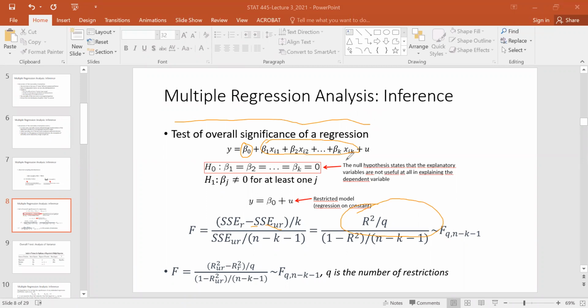Okay, so the null hypothesis is that the explanatory variables are not useful. If we set all of them to 0 in the null hypothesis, we are saying they are completely useless. Because we are setting all to 0, we don't need them. We could have just estimated Y using its average. And the alternative hypothesis says no, at least one of these X's is useful. So H1 is beta J is not 0 for at least one of the J's. Remember, J goes from 1 to K.